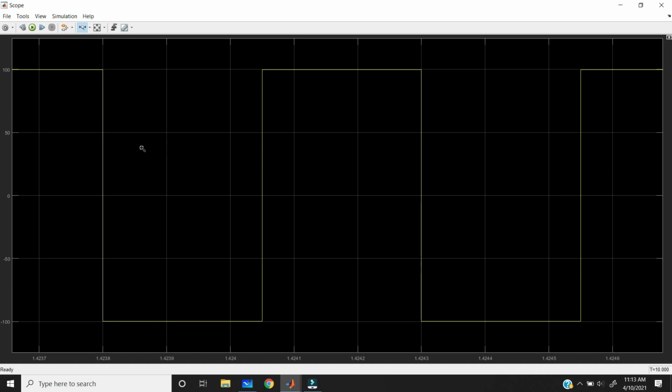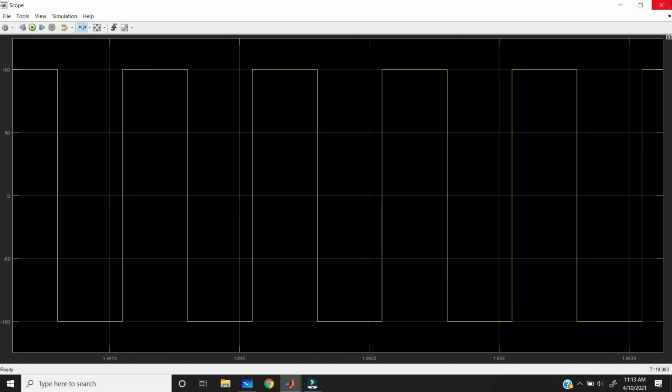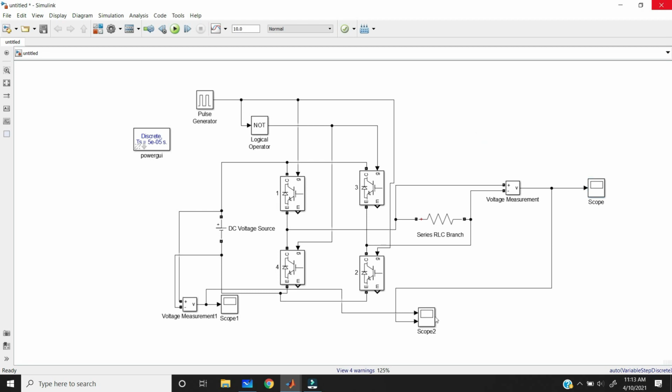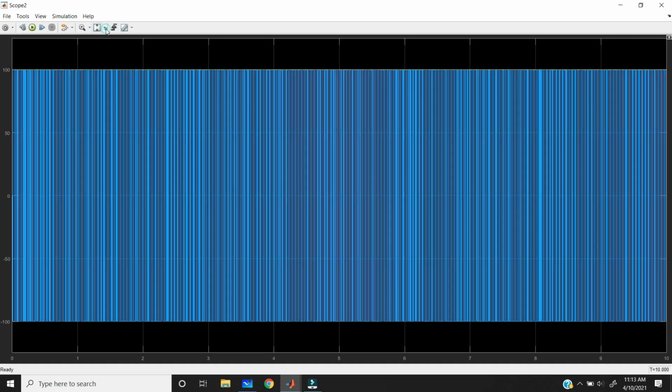Here I am giving only 100 volts positive, but you get alternating 100 volts and negative 100 volts. That is the single phase full bridge inverter output. Now you can see both input and output in a single scope. If you double click on scope 2, you can get the input and output both in a single graph.